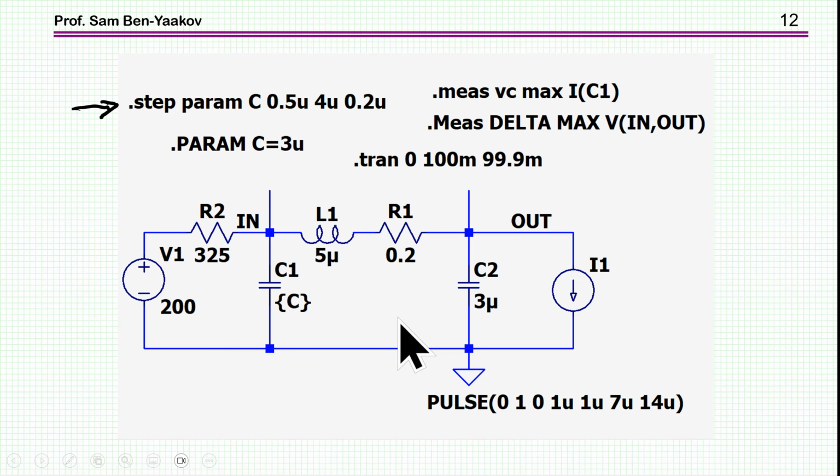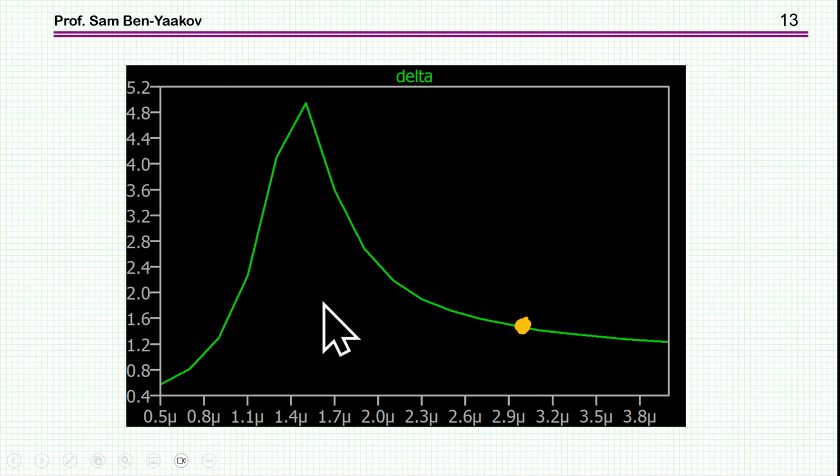Now, to see the effect of the resonance, I'm running a step parameter simulation in which I'm sweeping the capacitor from 0.5 microfarad to 4 microfarad. Again, with this ferrite as it is, I've added to the 0.12 a 0.08 resistance for the wire. And here is the result. This is the voltage across the ferrite.